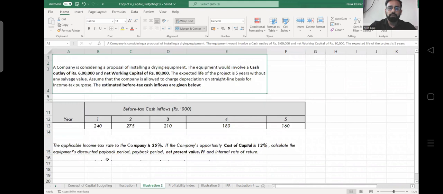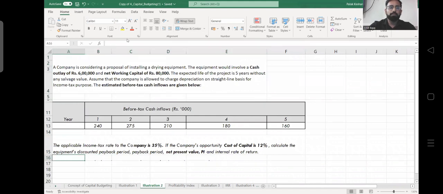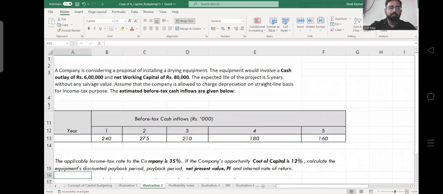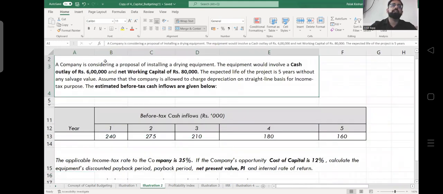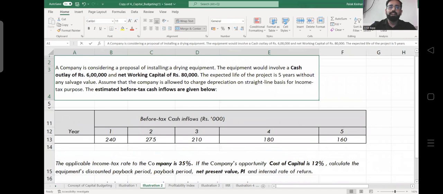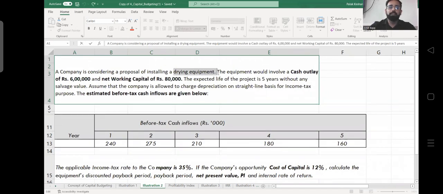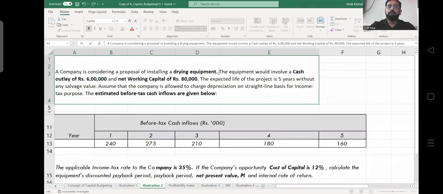You have to focus here. Just focus, and you will be able to understand each and everything. What illustration two says: a company is considering a proposal of installing a drying equipment. The company is planning to buy machinery, that is drying equipment. The equipment would involve a cash outlay of 6 lakhs, so there will be a cash outflow of 6 lakh rupees. And working capital required is 80,000 rupees.